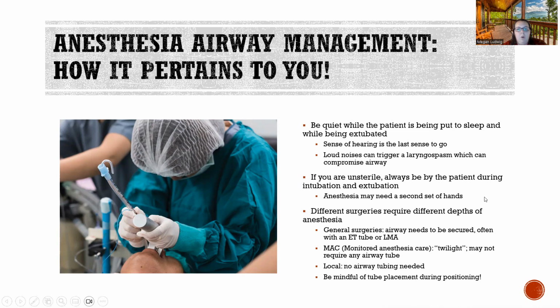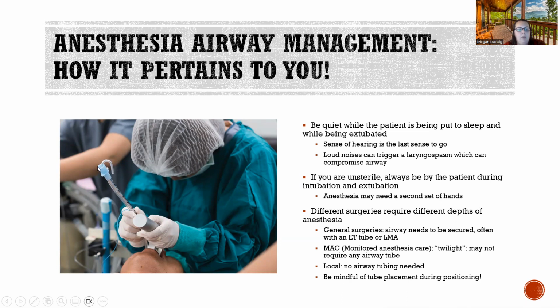Also to remember, if you are unsterile, if you are not scrubbed in, setting up your table, sometimes you're an extra person in the room, okay? You need to be up by anesthesia because they can often use the second set of hands. You see this little thing coming out the end of this ET tube, that's called a stylet.